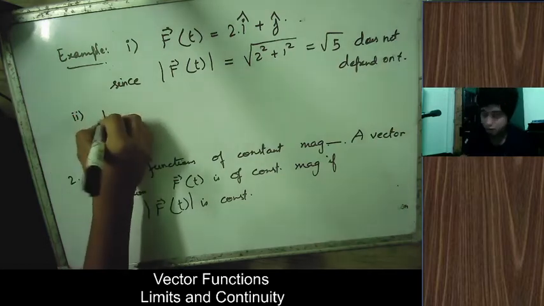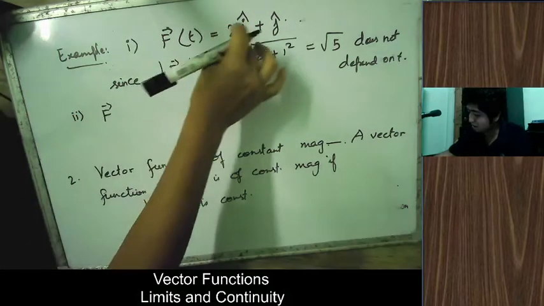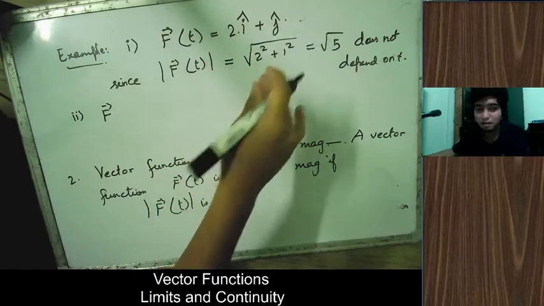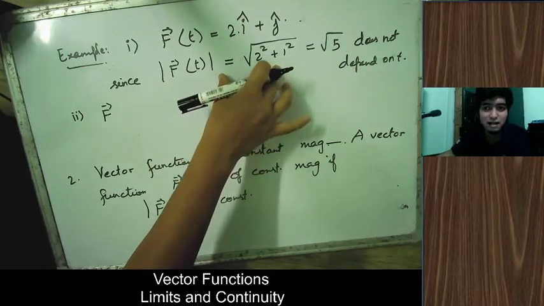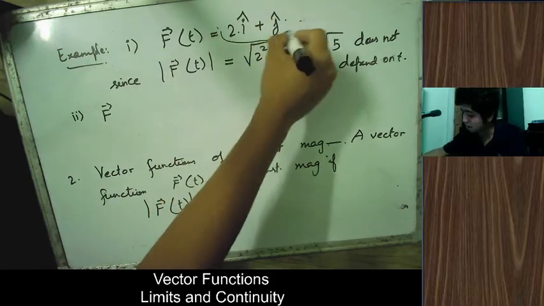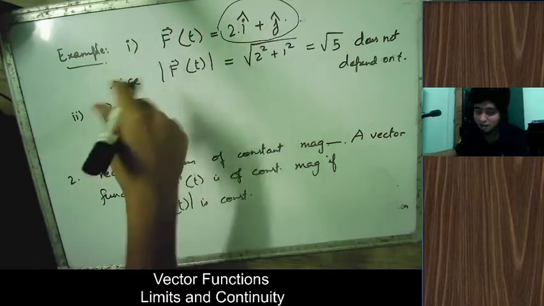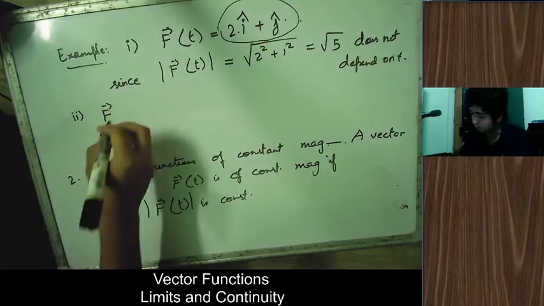Okay, let us take a more interesting example. Over here you may think that because this one does not depend on t, that is clear. But sometimes we can have that this one over here depends on t, whereas the magnitude does not depend on t, as we will see in this example number 2.